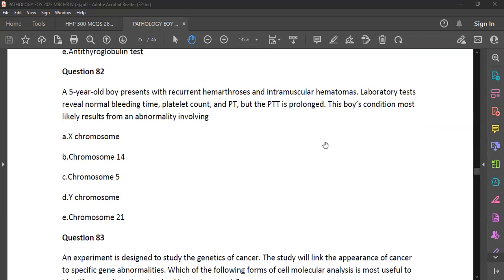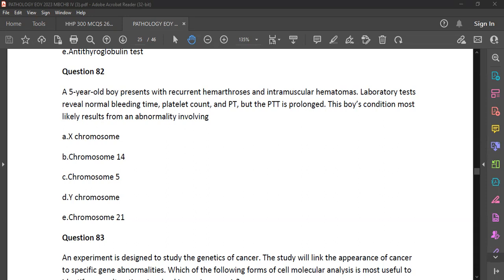Okay, a 5-year-old boy presents with recurrent hemarthrosis and intramuscular hematomas. Yeah, so laboratory tests reveal a normal bleeding time. Yeah, so we talked about, we said that if it's normal bleeding time, you have no problem with your primary hemostasis. Your platelet count is also normal and PT, but there's one problem: the APTT is prolonged. This boy's condition most likely results from an abnormality involving.